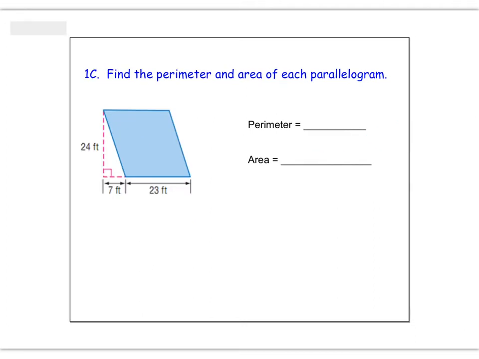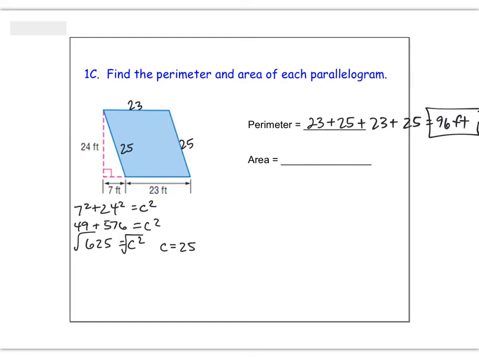Go ahead and try number 1C on your own. See if you can find the perimeter and the area, and then unpause the video and check to see if your answers are correct. So if you did the perimeter correctly, you should have gotten 96 feet. You had to do Pythagorean theorem to find this slanted side right here, and it turns out that that is 25.